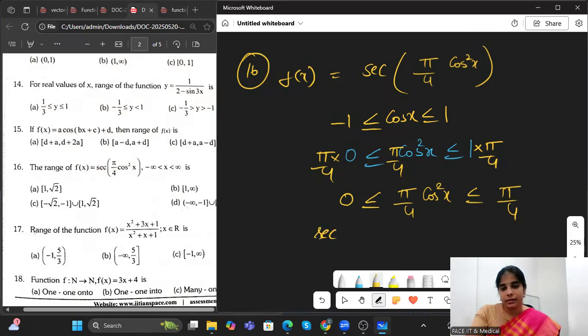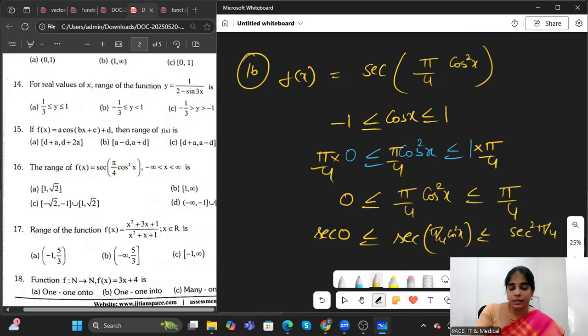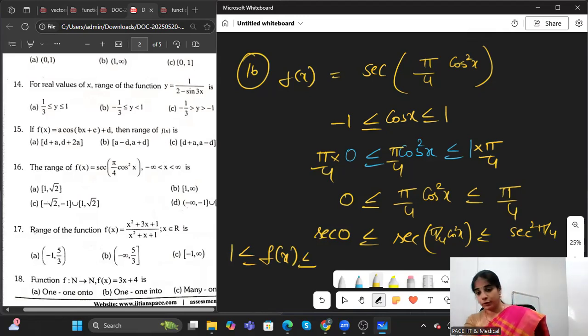So as it is an increasing function there, you can just apply secant to the inequality. That is secant 0 less than or equal to secant of pi by 4 cos square x, less than or equal to secant of pi by 4. Now secant 0, what is it? It's the reciprocal of cos 0, that is 1. Less than or equal to my f of x, less than or equal to secant pi by 4, which is the reciprocal of cos pi by 4, that is root 2.